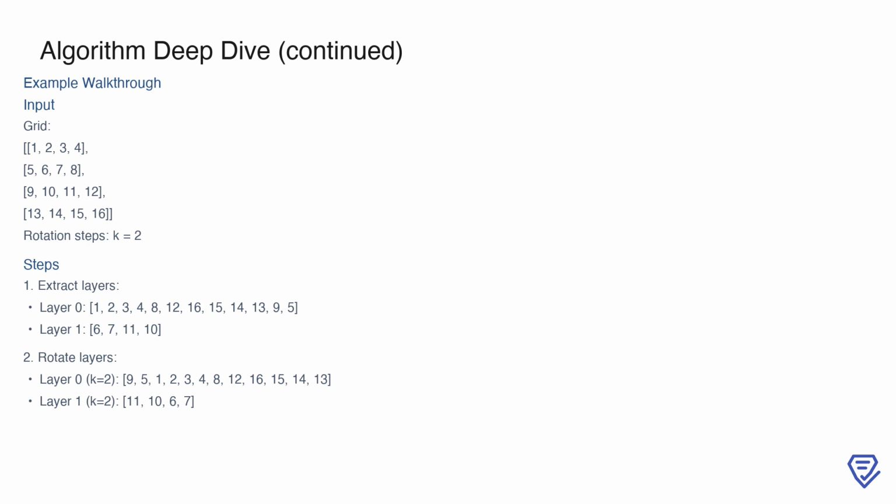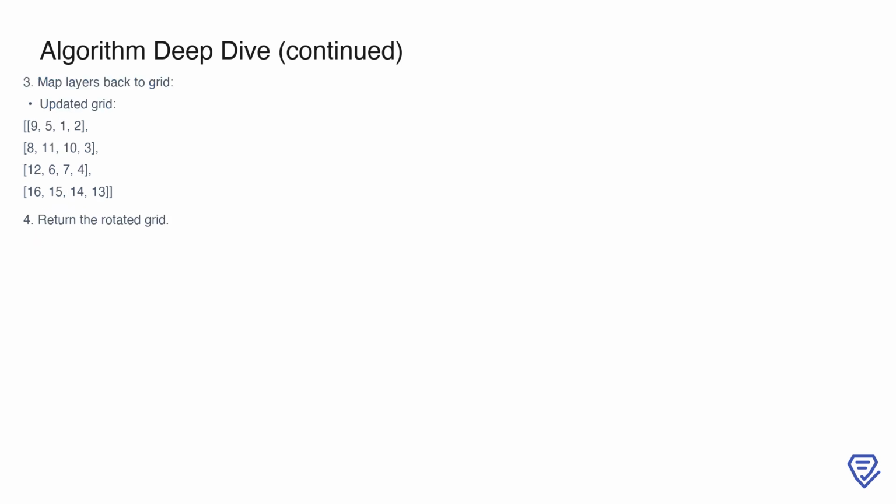There are also a few edge cases to consider. For example, a single row or single column grid has only one layer, and small grids like 1 by 1 require no rotation. For large values of k, we ensure rotations wrap around correctly using k modulo the layer size. With this understanding of the algorithm, let's see an example to illustrate how everything works.